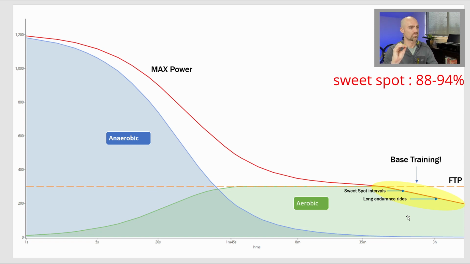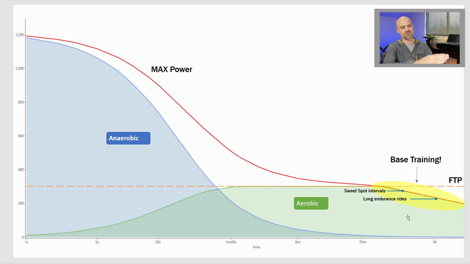And of the many benefits to sweet spot, one really nice thing about sweet spot intervals is, one, it doesn't take as long, so you don't have to ride nearly as long as your long endurance rides, but you can also recover pretty quickly. So you can get away with doing quite a few sweet spot intervals in a week. And with proper rest, it's like the best bang for your buck intervals that you can do during base training. And just like long endurance rides, you're moving that curve to the right as much as you can. That's really all you're doing with sweet spot.